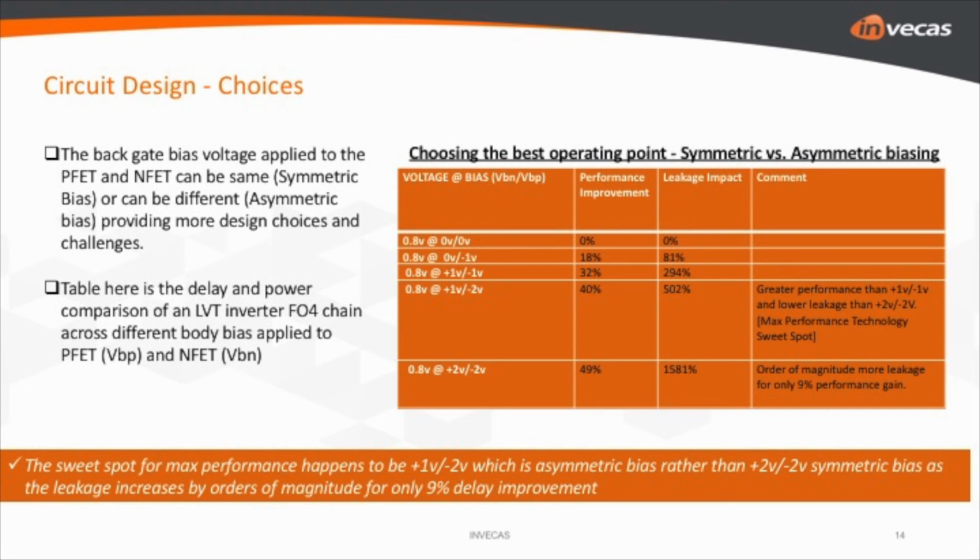So we have a short table here where the delay and power comparison of an LVT inverter chain across different body bias applied to the PFET and NFET is tabulated. If you look at the table, we can achieve a performance improvement of 40% and a leakage impact of 502%, which means essentially greater performance than a symmetric plus minus 1 volt bias, and lower leakage than a plus 2 minus 2 volt, which is again a symmetric bias applied at plus or minus 2 volts.